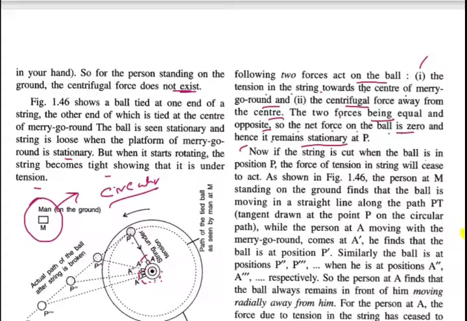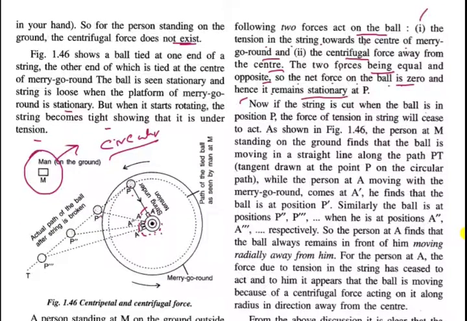Now, if the string is cut when the ball is in position P, what will happen? The displacement of the ball will act tangentially, right? We have seen that when a body is in circular motion, the direction of the body will always be tangential to the circular path. So the force of tension in the string will cease to act, as shown in the figure. The person M standing on the ground finds that the ball is moving in a straight line. M will see that it moves in a straight line because it moves tangentially.